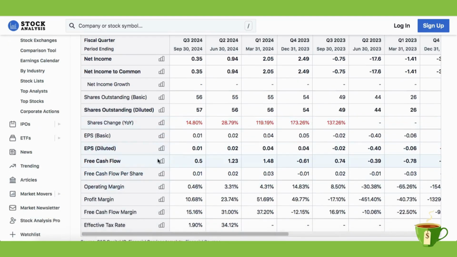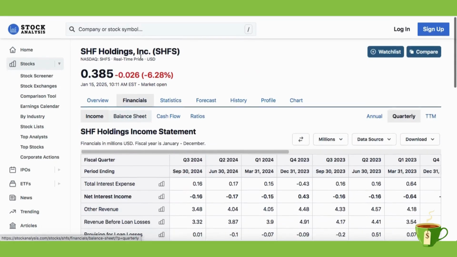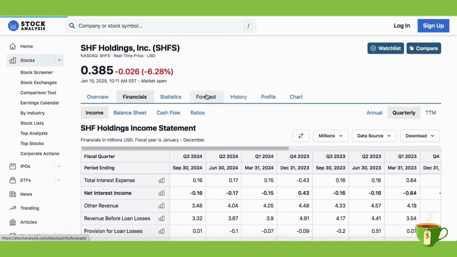So their earnings are kind of going down, which I don't love, but their profit margin is good. So it seems like, if nothing else, their management's okay. Let's figure out what they do after I look at this forecast.